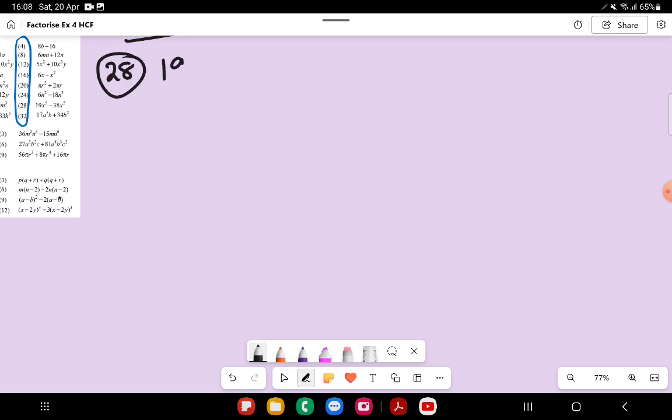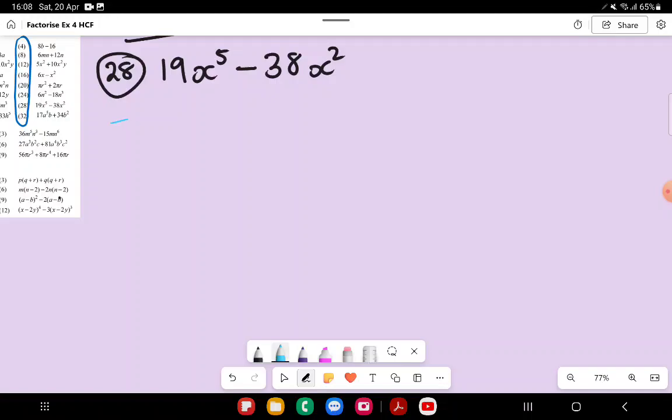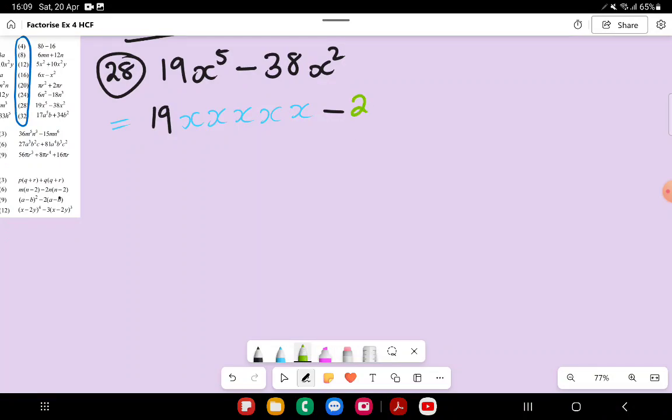Let's do 28. 28 is going to be 19x^5 minus 38x squared. So first thing we do is prime factorization. So let's factorize. Our 19 is going to stay the same. So 19 is a prime number. Then I'm going to factorize x 5 times, 1, 2, 3, 4, 5, minus, let's factorize the next one, which is 38. So that is 2 times 19, and we have 2 x's over there.